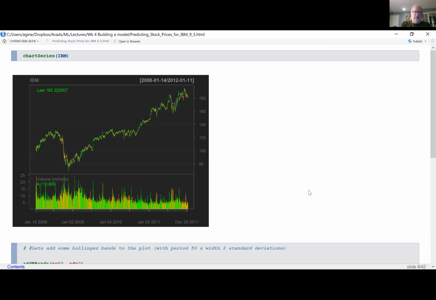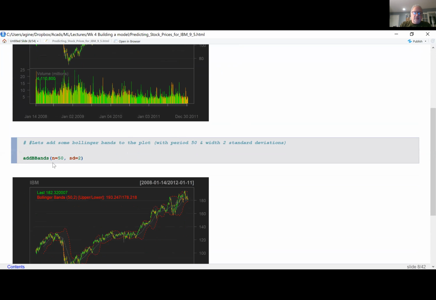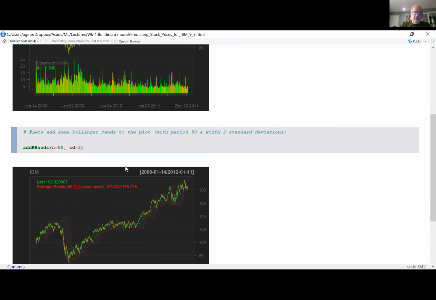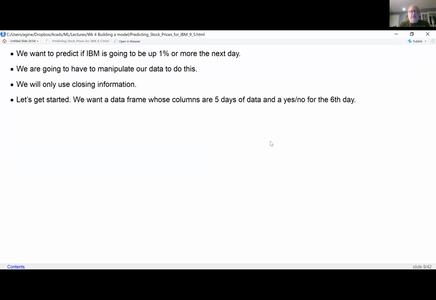So one of the nice things is QuantMod has a very nice charting package. So this is the absolute, plain vanilla chart of IBM. And you can add various kinds of things like Bollinger Bands with this very simple thing. So if you want to look at the data, it's a nice package to allow you to inspect stock data.